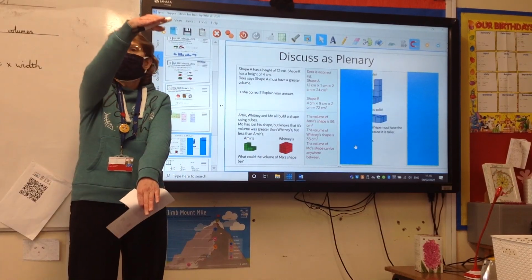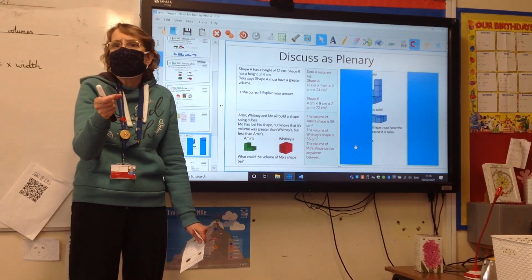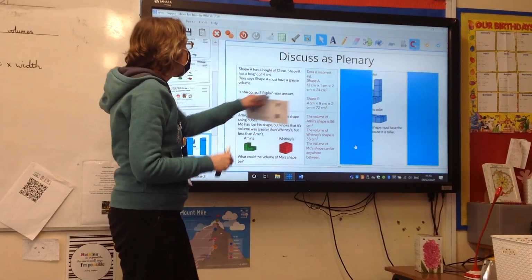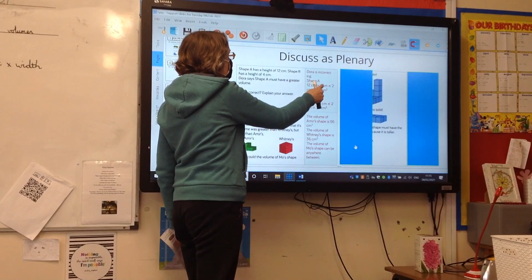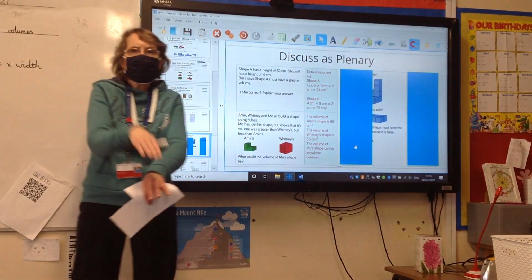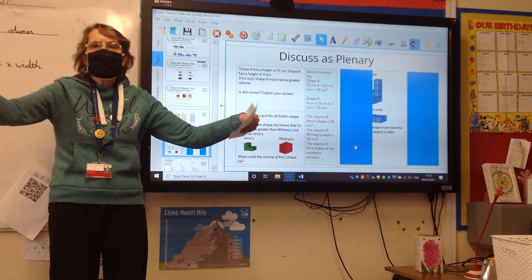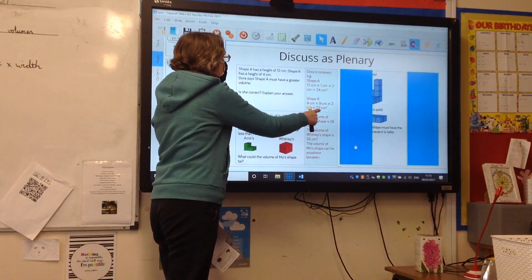Yes, you're right, the height could be 12, but then the width and the length could be 1 centimetre cubed. In fact, we've given an example like that here. 12 centimetres times 1 times 2 would only be 24, whereas if the height was 4 centimetres but the length and the width were much bigger amounts, you could actually end up with a much bigger volume.